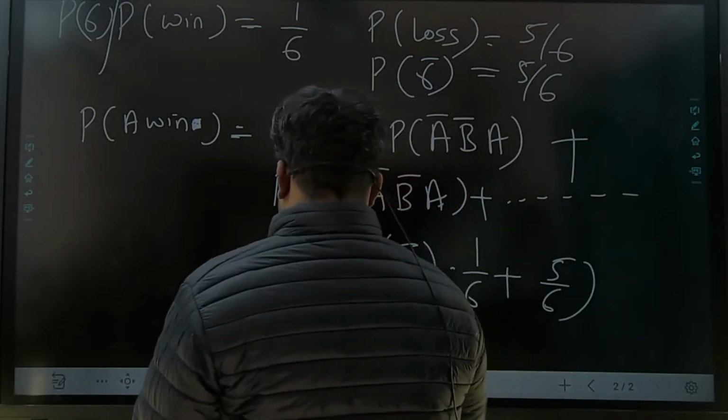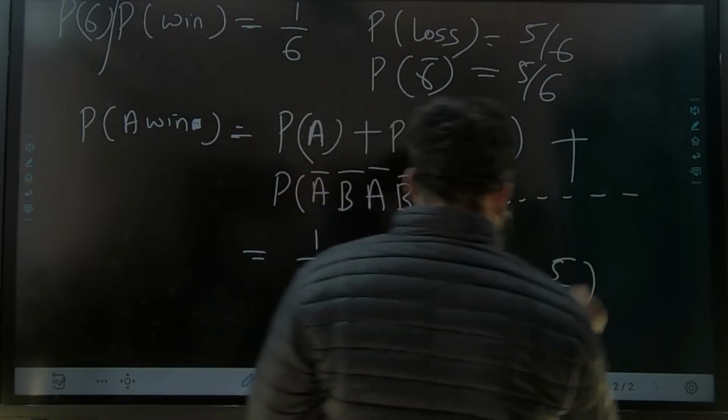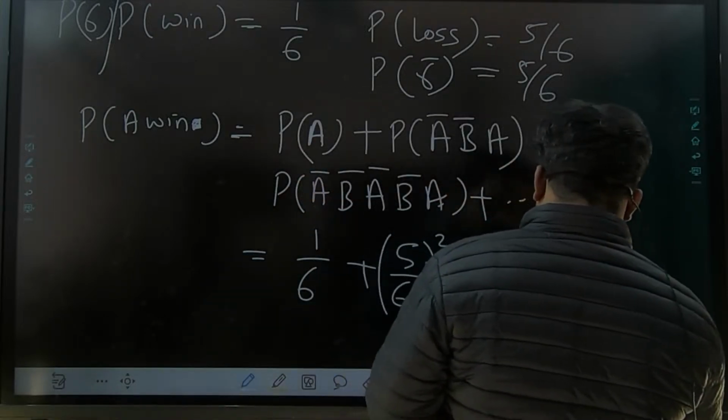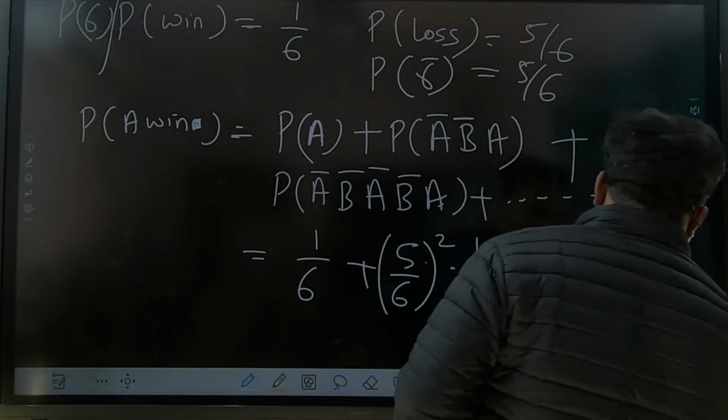By 6 square. And this is 4 times you'll get 5 by 6, and 1 time 1 by 6. This will run to infinite.